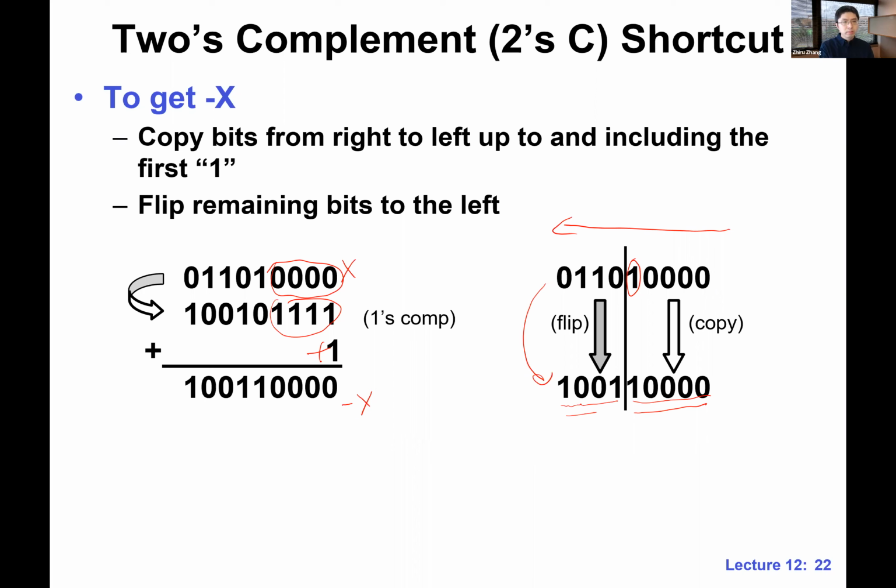All right, so this is how we get minus x if we know the representation for x. Any questions?